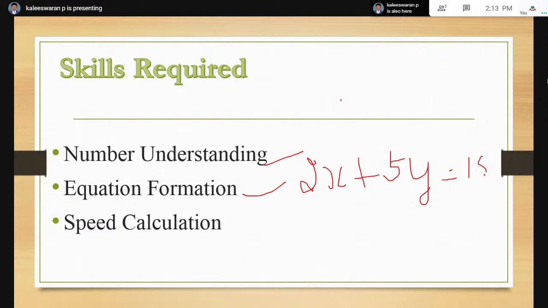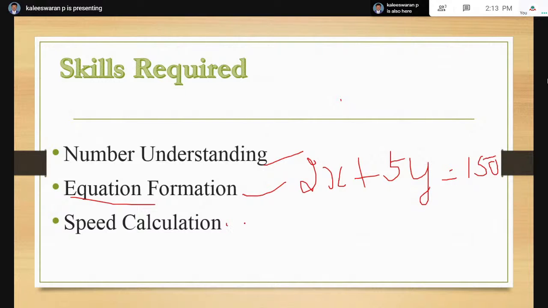Okay, the worth of 150 rupees: 2x plus 5y equals 150. This is the equation. Well, what does equation formation mean? Write the story. What story is given in the question? You have to write the same story, but in mathematical format. You should improve this skill.